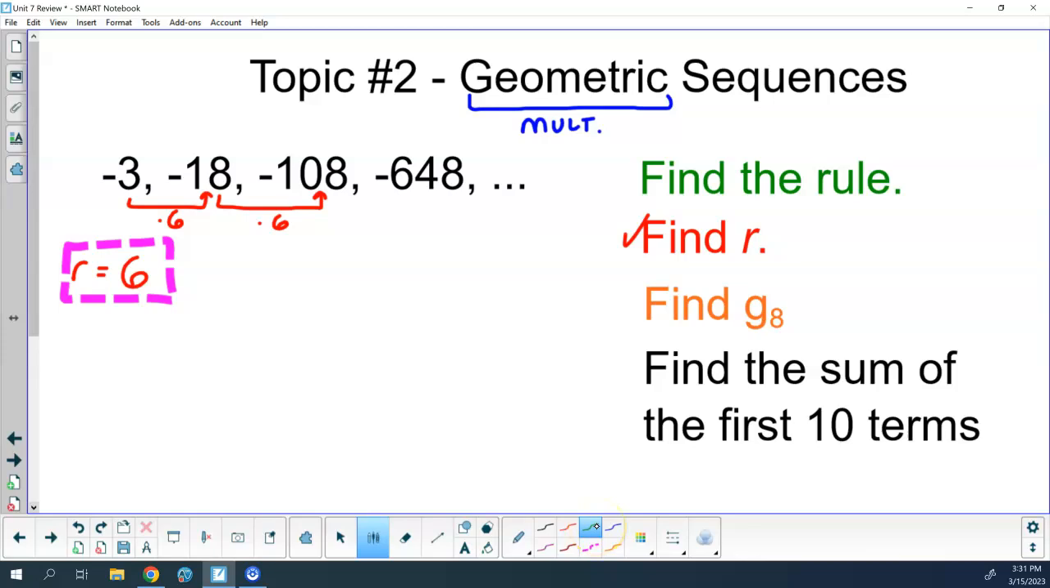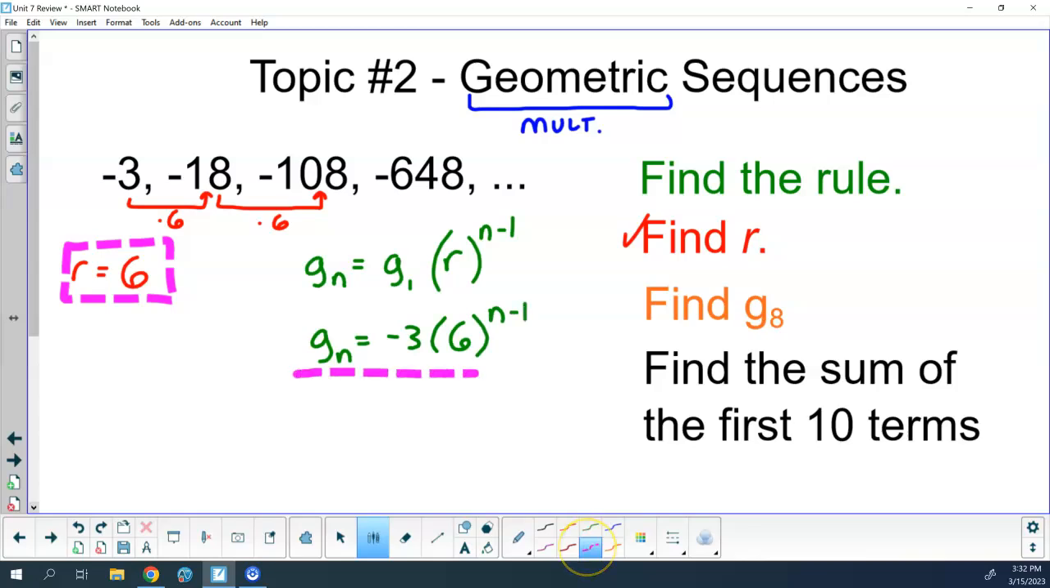Then we need to find the rule. So g sub n is going to be g sub 1 times r to the n minus 1 power. This one is a little easier to find, especially given the first 4 terms of the sequence. So g sub n is going to be negative 3 times my r value to the n minus 1 power. And the other nice thing is there's only one geometric sequence in the series, provided that there's only one r value. So there's our rule.